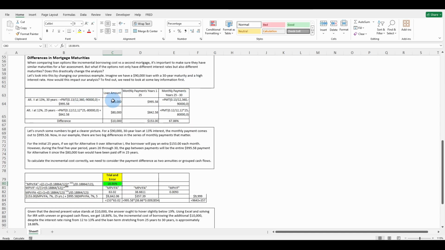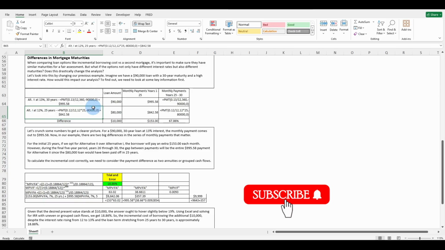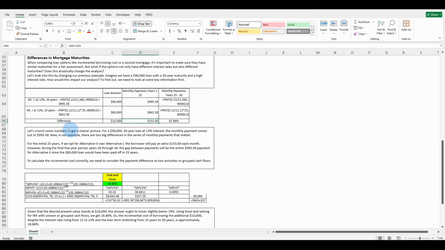Here we have a loan amount of $90,000. The rate is 13% over 30 years. The monthly payment is $995, and the formula inputs are 13%, 360, 90,000, giving 995. The other alternative is a 12% loan, 25 years, for $80,000, which is $842. The difference is $153. Let's crunch some numbers to get a clearer picture.